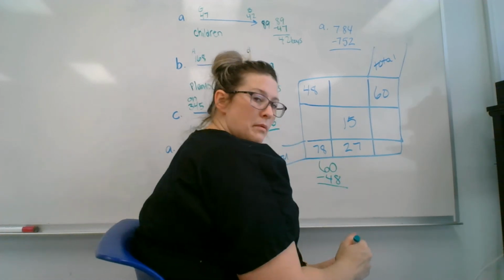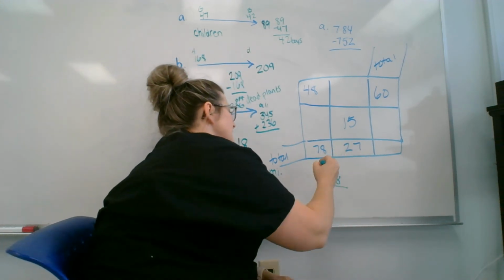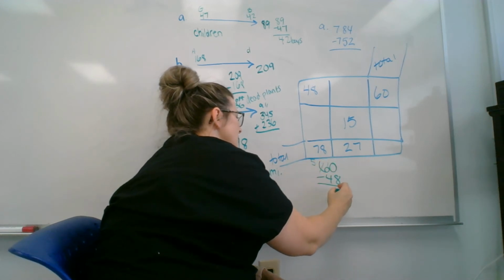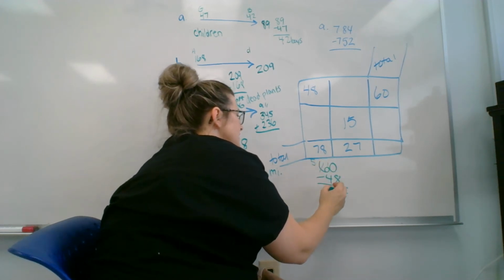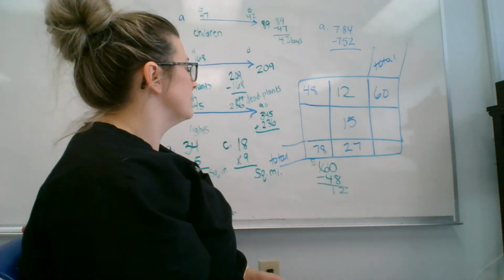Okay, I'm going to have to borrow here on this problem. So I'm going to take 1 from 6. 6 minus 1 is 5. So I have 10 minus 8, which is 2. 5 minus 4 is 1. So I'm going to plug my 12 in here.